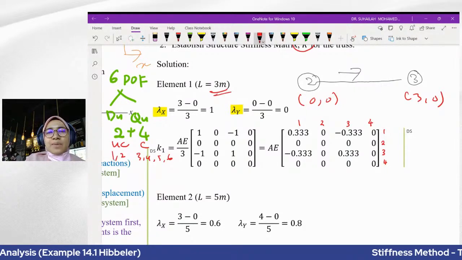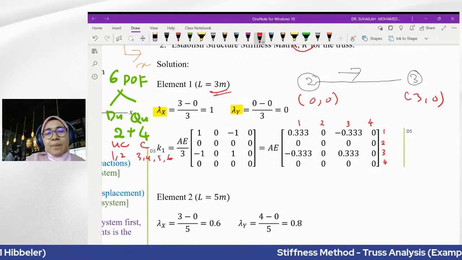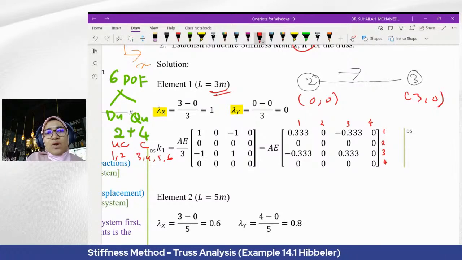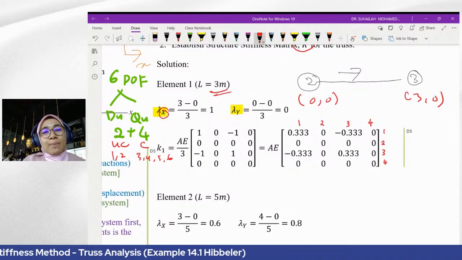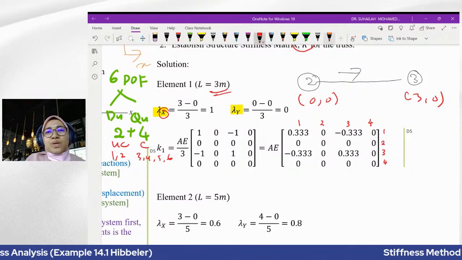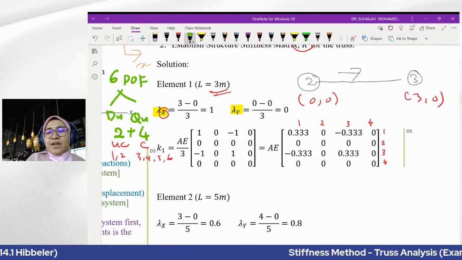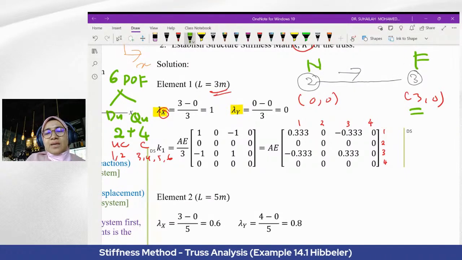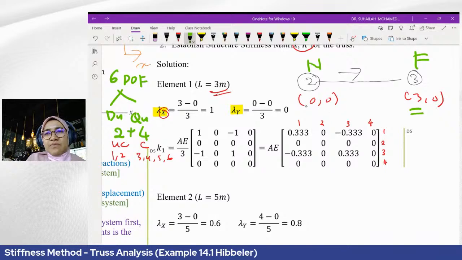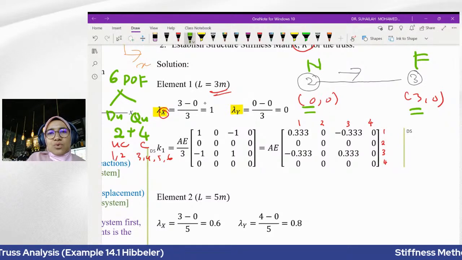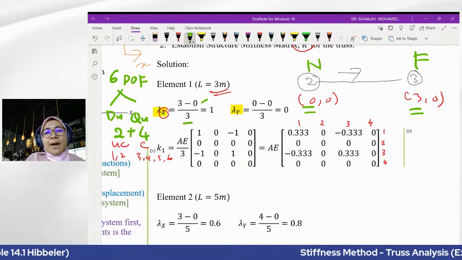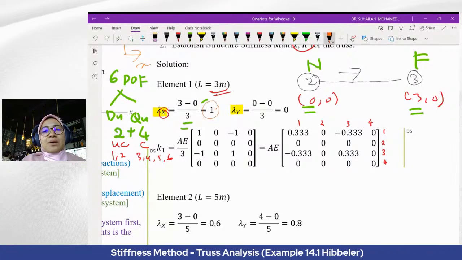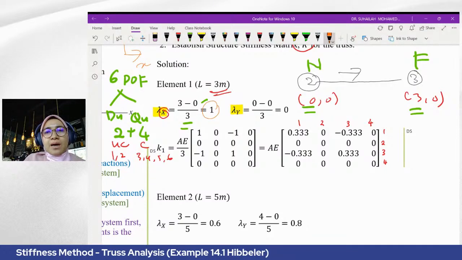In order to calculate lambda x, we just need to focus on the x value. So for the x value, we refer to 3 far. This is far, this is near. It must be far minus near, so 3 minus 0, divided by L. What we get is 1. So 1 is the value for lambda x.